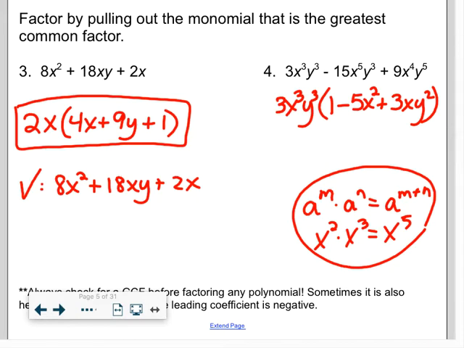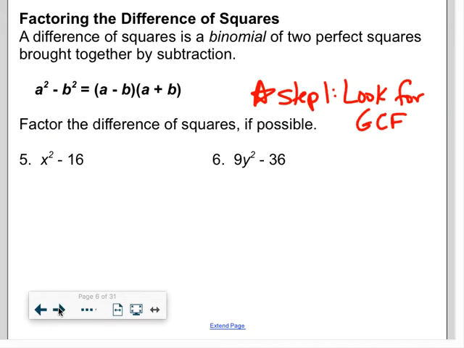All right, so now down at the bottom, don't flip it too soon. It says always check for the GCF before factoring any polynomial. It is helpful to factor out a negative 1 if the leading coefficient is negative. So we'll see that in a moment.